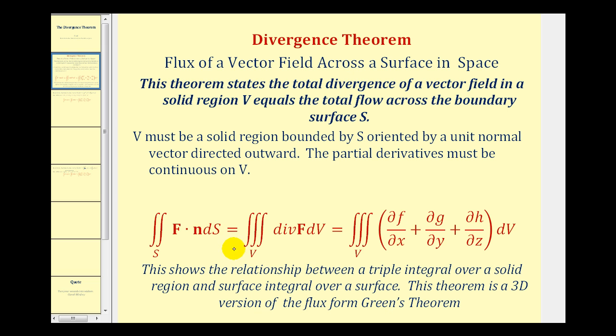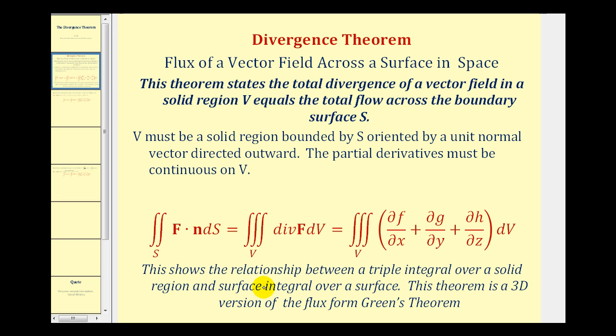The divergence theorem states the double integral over the surface S of f dotted with n ds is equal to the triple integral over the solid V of div f dv, where div f, or divergence of f, is equal to the partial derivative of f with respect to x plus the partial derivative of g with respect to y plus the partial derivative of h with respect to z, where f, g, and h are the components of our vector field f.